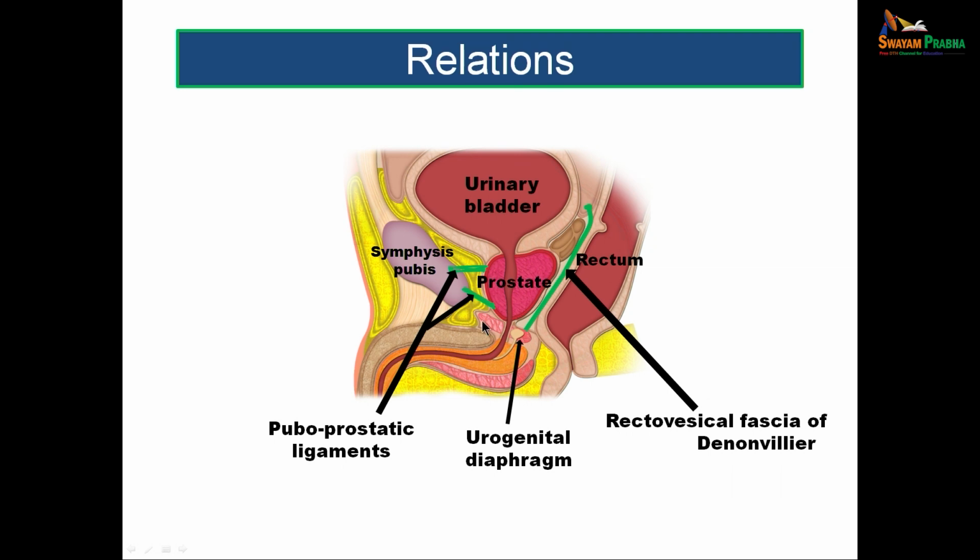Next, inferiorly the prostate is related to the urogenital diaphragm. The urogenital diaphragm here has the transverse perineal muscles and the sphincter urethrae, and the superior layer of the urogenital diaphragm will separate these muscles from the prostate. That is about the anterior, posterior, superior and inferior relations of the prostate.